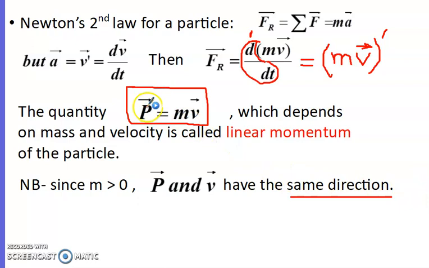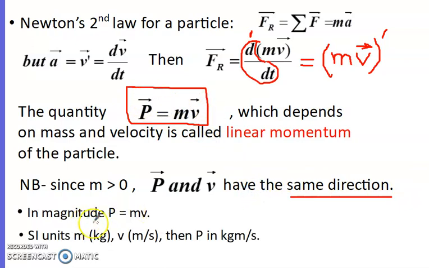Now you remember, or don't forget, this is a vector quantity. So the magnitude is P equals mv. In mathematics, you may write it in this way. That's the magnitude of the vector in math. You write it in this notation. The same, okay? The magnitude of P is equal to the mass of the body times the magnitude of the velocity.